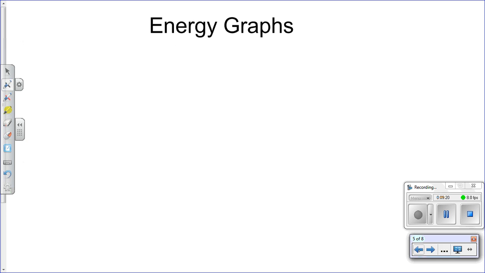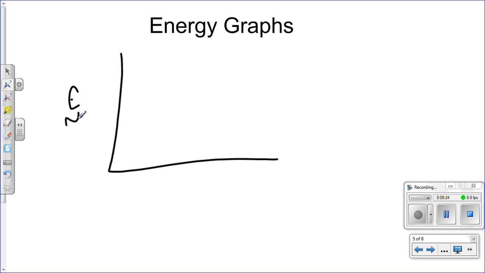All right, so let's talk a little bit more about energy graphs. If we have energy on the y-axis here, we have to understand how enzymes pertain to this. We have time or reaction quotient on the x-axis.